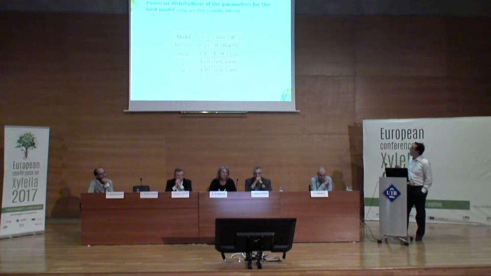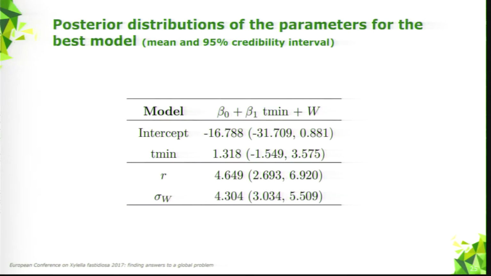These are the values for the mean of the posterior distribution for the parameters. Just to look at T-mean, that has a positive mean of the posterior distribution. That means that higher minimum temperatures in winter are related with higher probability of presence of Xylella fastidiosa in the data set. Okay?